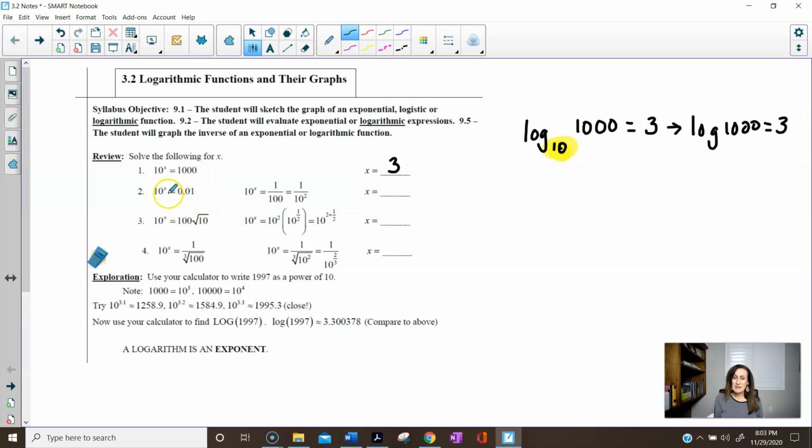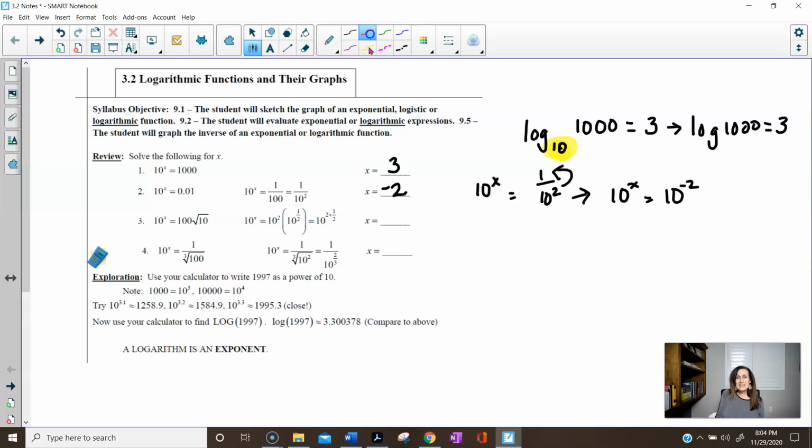So 10 to what power is equal to 0.01? That's a very small number. So we could think of this as 10 to the x is equal to 0.01, which is the same thing as 1 over 100. So it's 100ths, which is the same thing as 1 over 10 squared. So if you have 10 to the x is equal to 1 over 10 squared, that's the same thing as 10 to the x is equal to 10 to the negative 2. You can bring this back up to the top. And so the exponent is a negative 2.